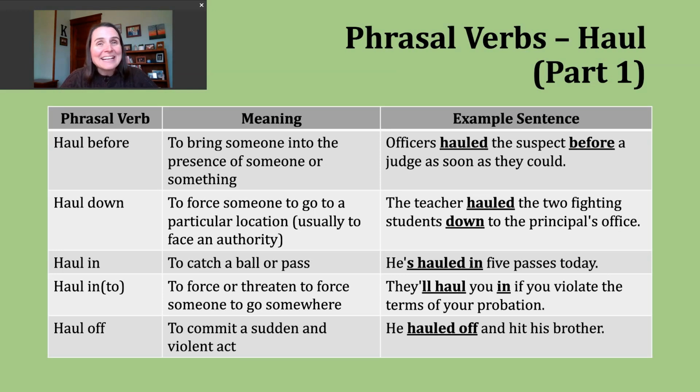Another phrasal verb you might encounter is to haul off. This is used when someone commits a rather sudden and violent act. Many times it might not seem like there's any warning. You didn't see this coming. An example of this: he hauled off and hit his brother. This is another simple past tense sentence. So, again, we might be describing they were playing together and all of a sudden, kind of out of the blue, this happened very suddenly.